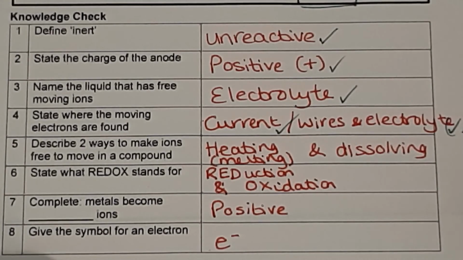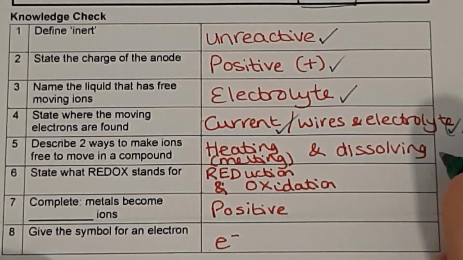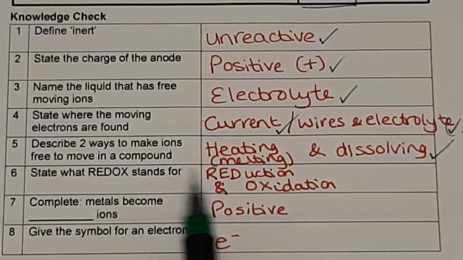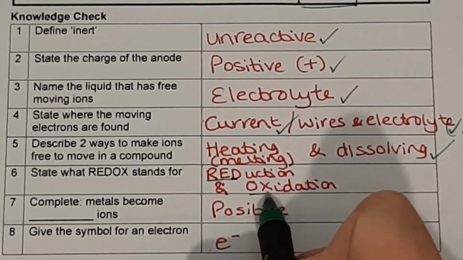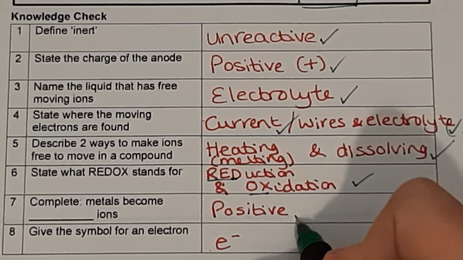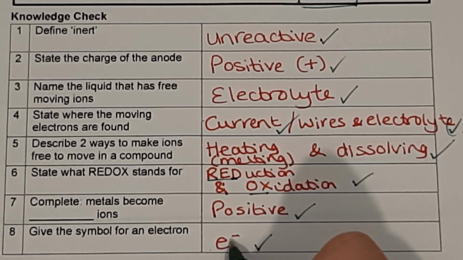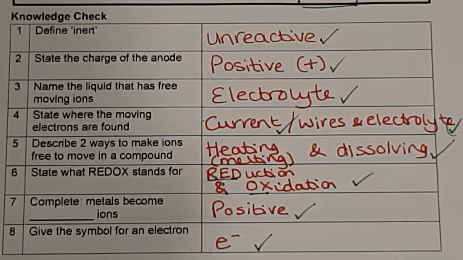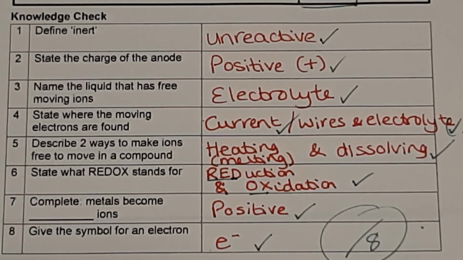2 ways to make ions free to move in a compound is by heating or melting and dissolving. I'll need both for the mark. Redox stands for reduction and oxidation. RED from reduction and OX from oxidation makes the redox word. Metals become positive ions, and the symbol for an electron is a lowercase e with a superscript minus symbol. So give yourself a mark out of 8 for those, please. Make sure you've got any corrections written down before we move on.